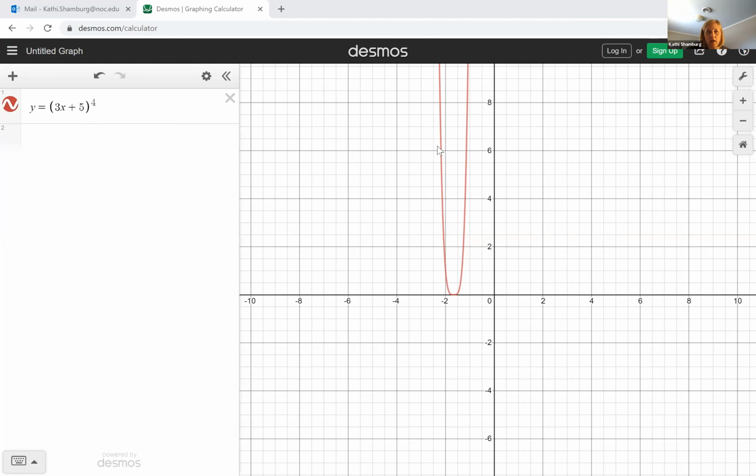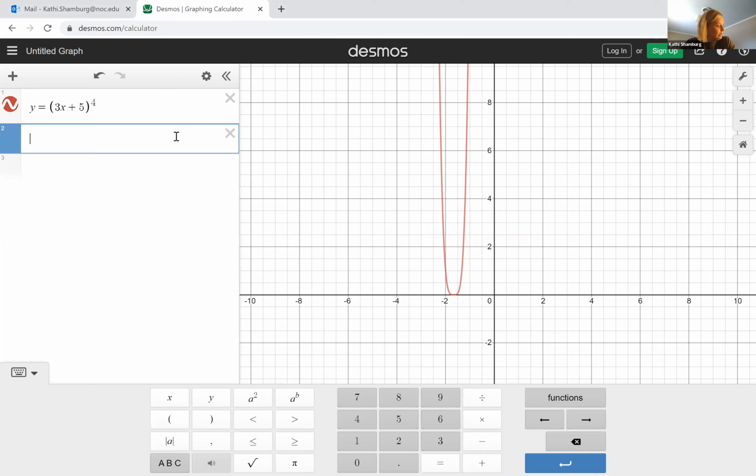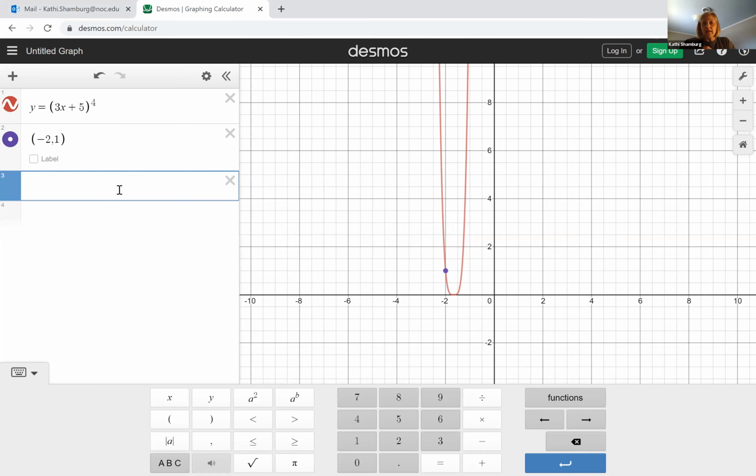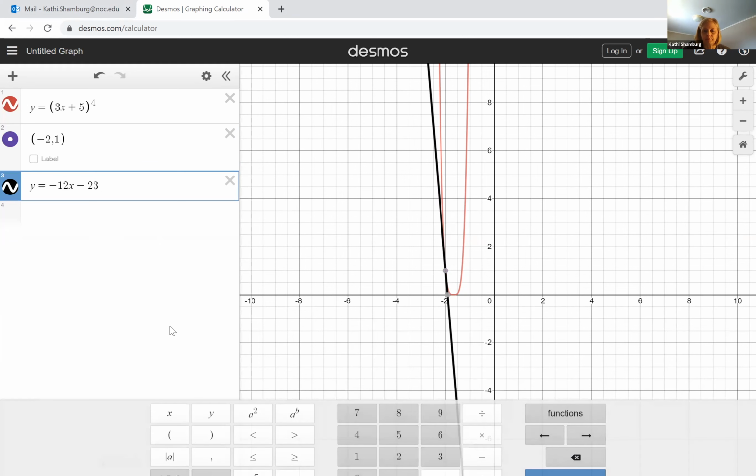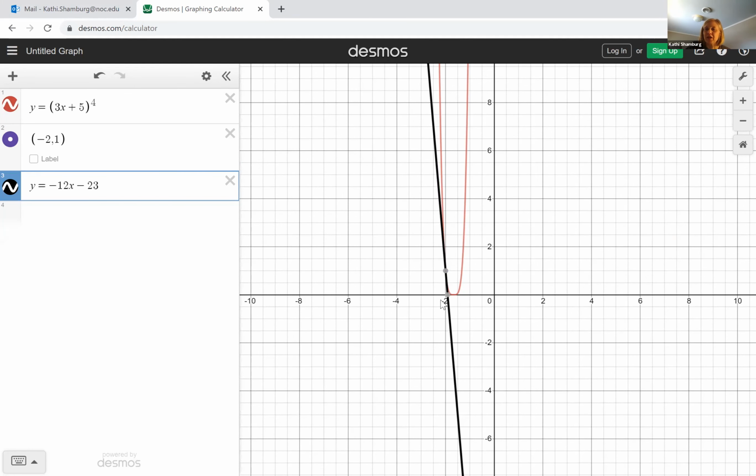Okay, so I've already put in the original function, and you can see that graphed right here. So next I'm going to put in the point that we generated, which was (-2, 1). Then lastly, we're going to look at the equation of the tangent line, and it should go through this point right here. And we got y equals -12x minus 23. And sure enough, bam, there it goes.